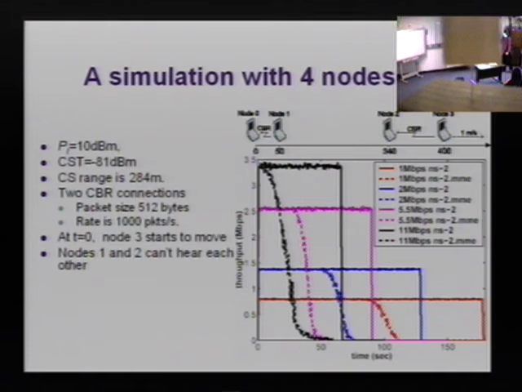There are two same receivers actually. Packet size is 512 bytes. Rate is 1000 packets per second. It's just to saturate the channel actually.